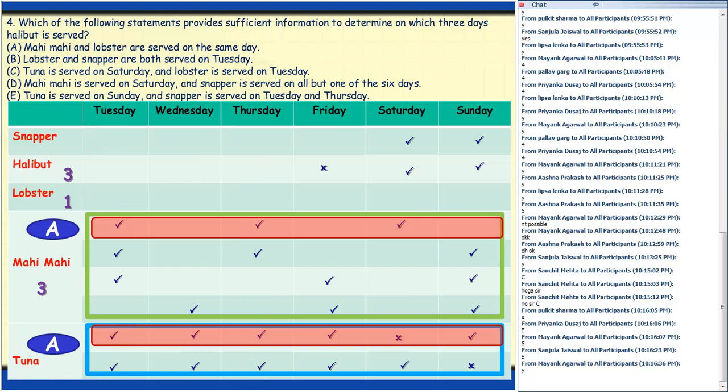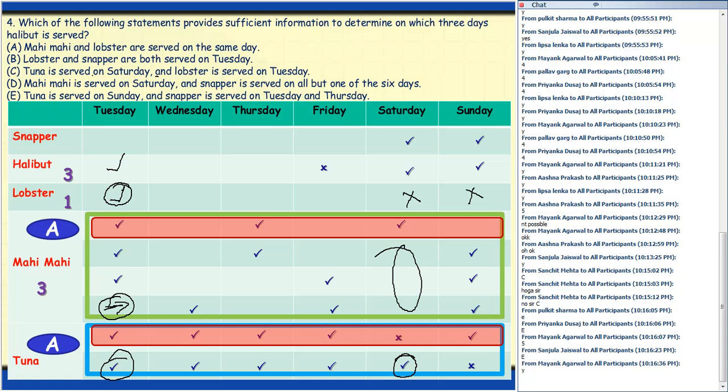Let's move to C. Tuna is served on Saturday and lobster on Tuesday. So tuna is served on Saturday, so I need to take this case. I can take any of these three cases, remember. And lobster is served on Tuesday. So on Tuesday, if I take this item, it will not be here and it will not be here. So I can take halibut also as a third item.